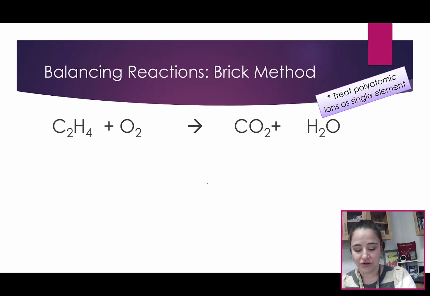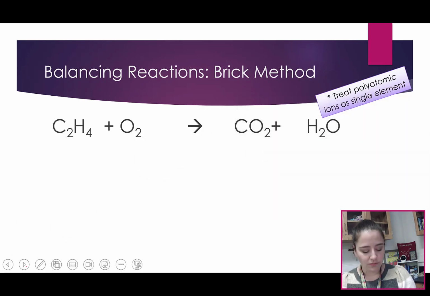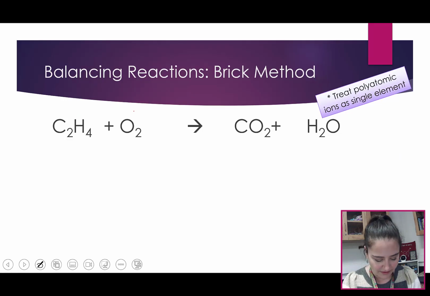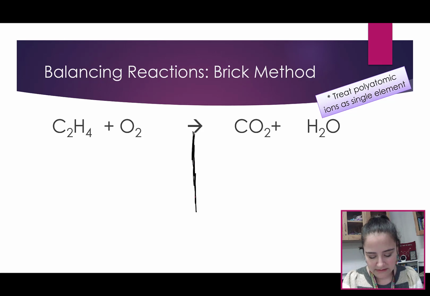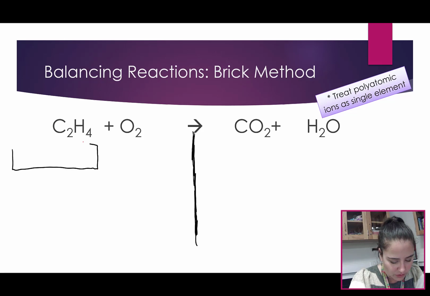So the first one I'm going to show you is the brick method. And I don't have any polyatomics here, but if I did, you would count them as one element when writing those chemical formulas. So when we are using the brick method, what we do is we treat the arrow like a dividing line, okay, down the middle of our page. And then we have bricks representing each of our compounds. So we have this C2H4. So we're going to have C2H4 bricks. And C2H4 bricks are made of 2 blocks of carbon and 4 blocks of hydrogen.